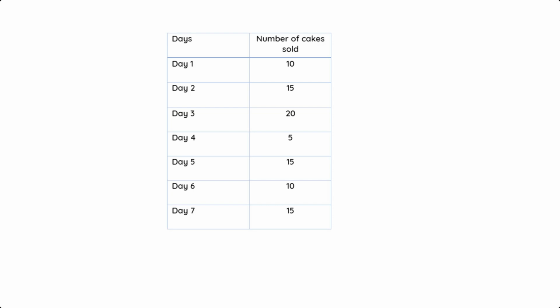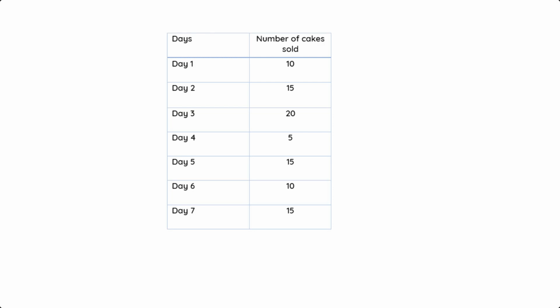So for day 1, the number of cakes sold is equal to 10, and we have a total of 100 cakes. So the probability of him selling a cake on day 1 is equal to 10 over 100, and that gives us 0.1. On day 2, we can see that he sells 15 cakes and the total number of cakes is 100. So the probability of him selling a cake on day 2 is equal to 15 over 100, which is 0.15. We do the same for day 3, day 4, down to day 7.